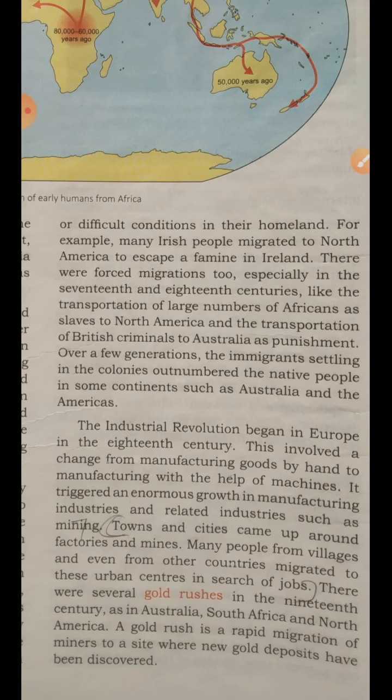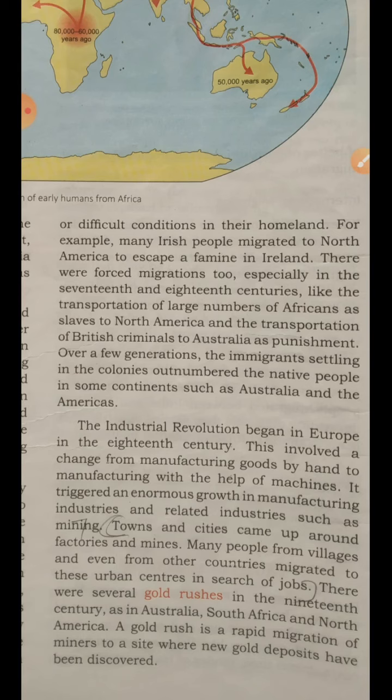The Industrial Revolution began in Europe in the 18th century. This involved a change from the manufacturing of goods by hand to manufacturing with the help of machines. It triggered an enormous growth in the manufacturing industries and related industries such as mining. Towns and cities came up around the factories and machines and mines. Many people from villages and even from other countries migrated to these urban centers in search of jobs.